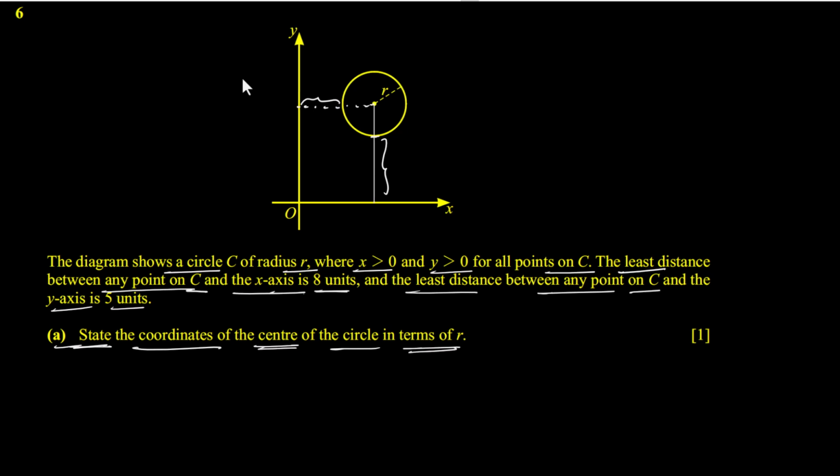So the least distance from the x-axis is 8, so this is 8 units, and the least distance from the y-axis is 5, so this is going to be 5. We know these are radii, which are r and r, and hence the coordinates of the center would be r plus 5 for the x coordinate and r plus 8 for the y coordinate. So that's the coordinates of the center. I hope it is clear. Let's discuss the next question.